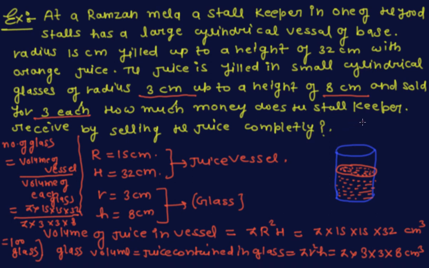So the amount received by the stall keeper is 3 rupees per glass. For 100 glasses, 3 into 100, which is equal to 300 rupees. I hope you understand this example and how to solve an example on the right circular cylinder based on volume and surface area.